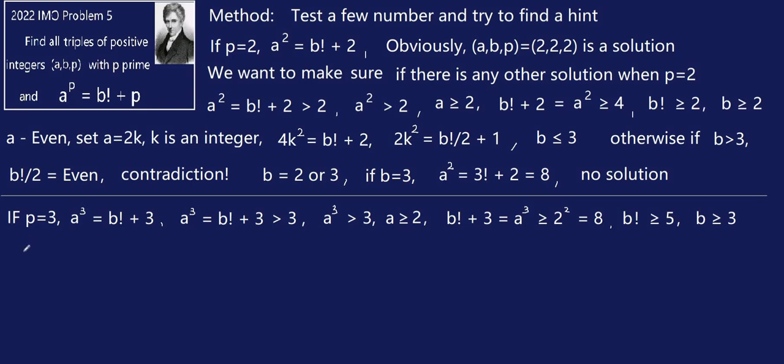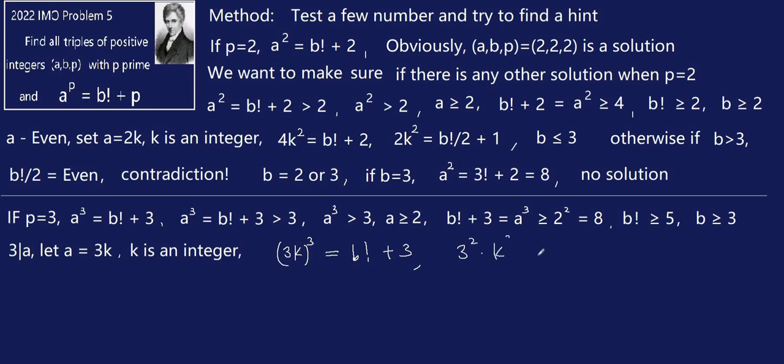So that means 3 is a factor of a, and we can set a is 3k, k an integer. In the same way, we have 27k cubed equal to b factorial plus 3. Dividing by 3 on both sides, we have 9k cubed equal to b factorial divided by 3 plus 1.